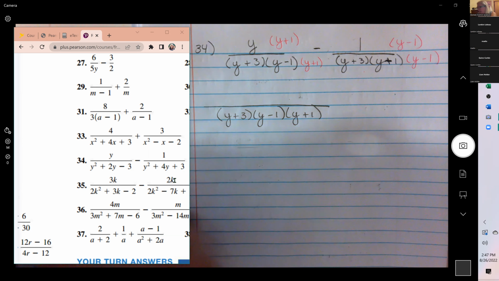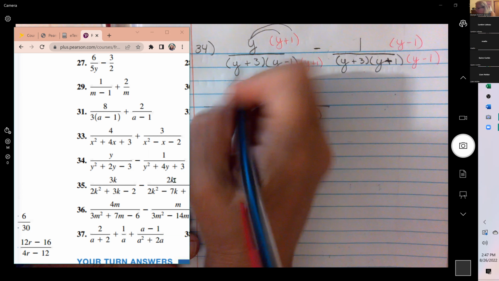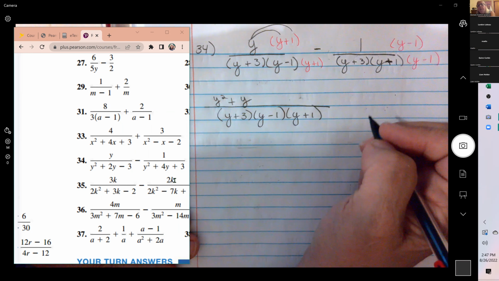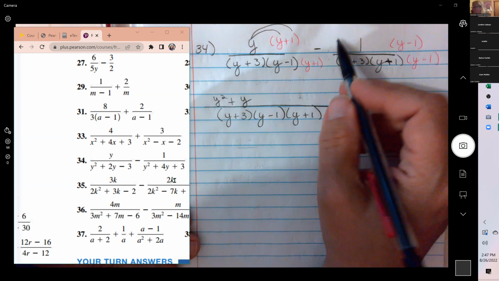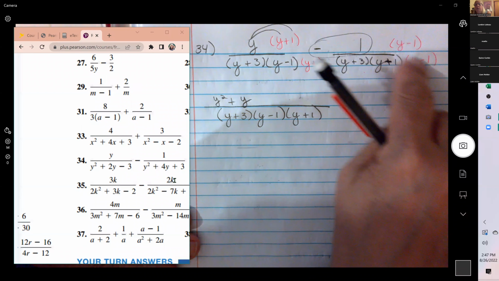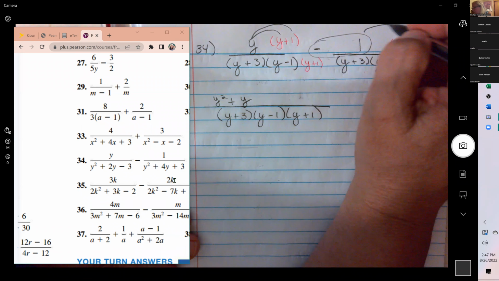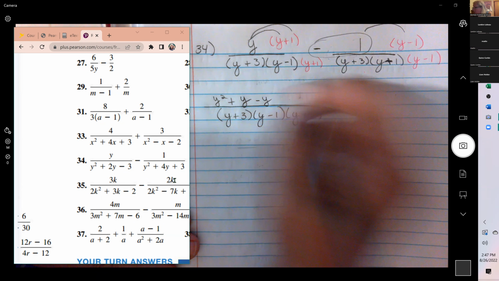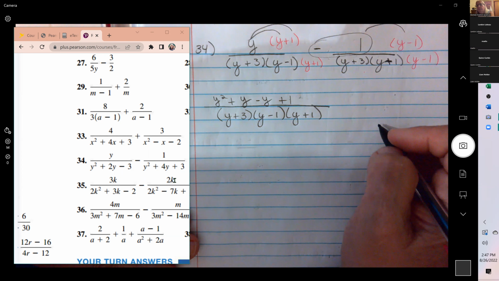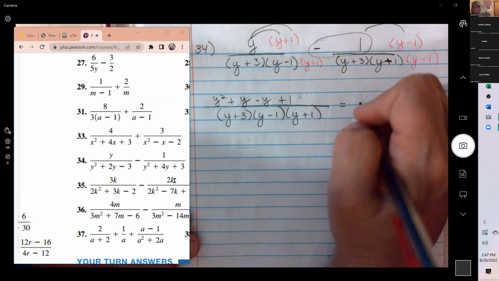Now we could FOIL it at the same time. We could distribute this y. Y times y is y squared. Y times 1 is plus y. But what you have to be careful of, this is a minus sign here. So you're actually distributing a -1. That negative has to distribute through this. So when we distribute, we'd have a -y plus 1. Combining the top, the y's cancel.